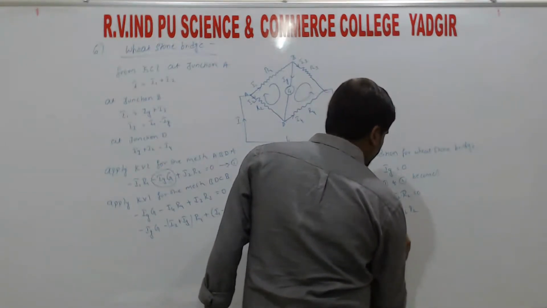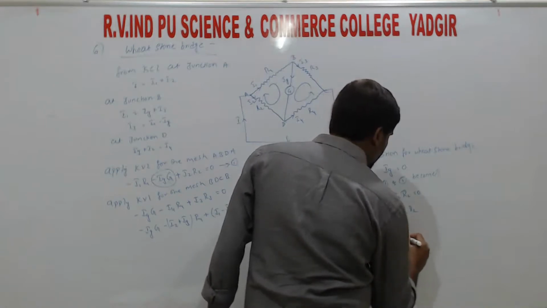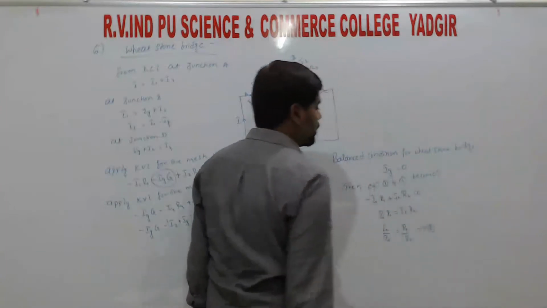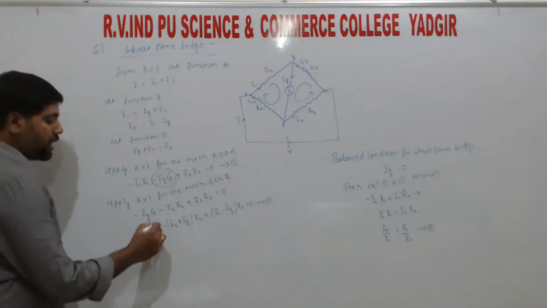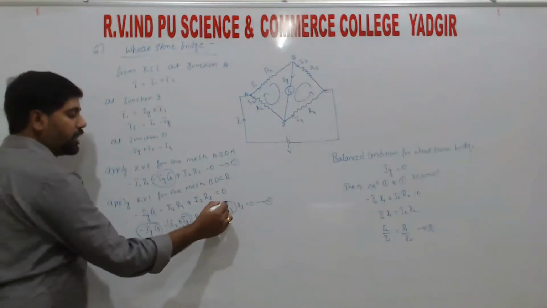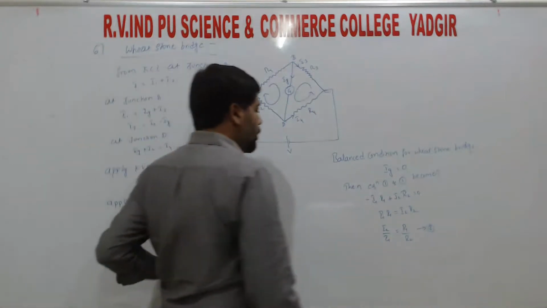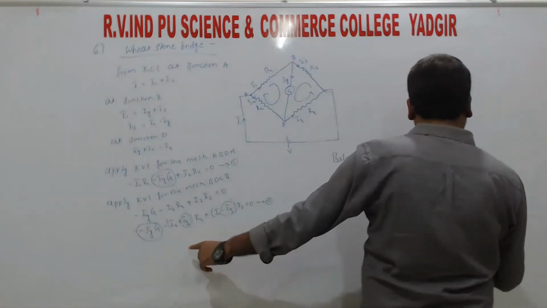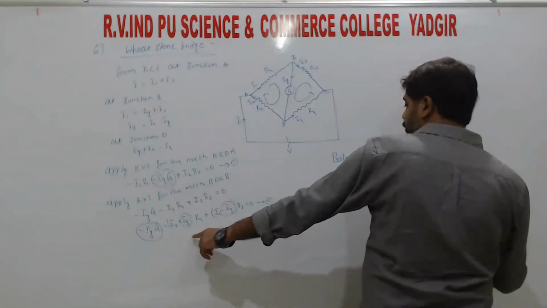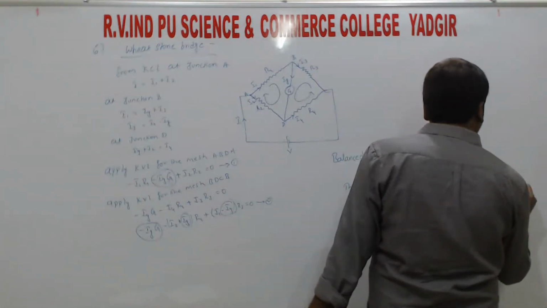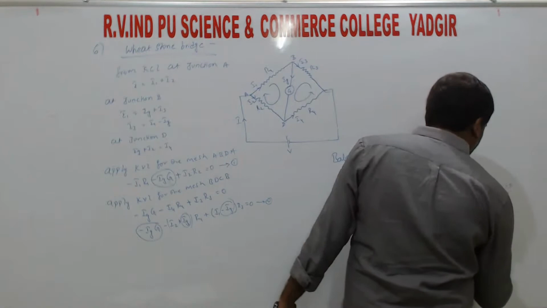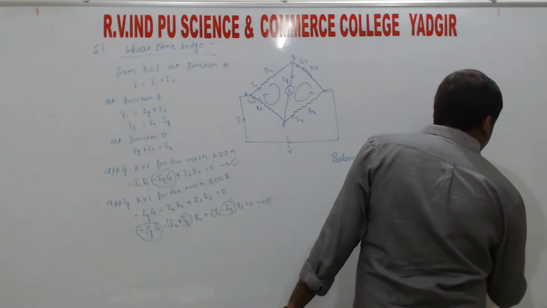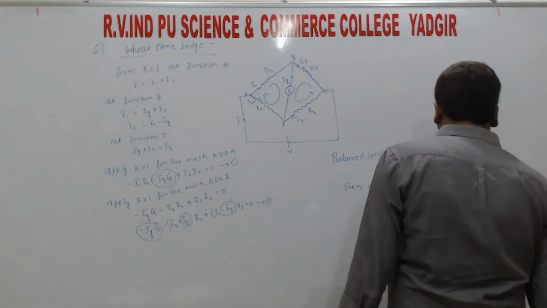So I2 by I1 is equals to R1 by R2. This one is the third relation, right? Similarly, in the second relation also IG is 0, so here also IG is 0, here also IG is 0. So remaining is minus I2 R4 plus I1 R3, that is equals to 0. I2 R4 is equals to I1 R3, so I2 by I1 is equals to R3 by R4, right?